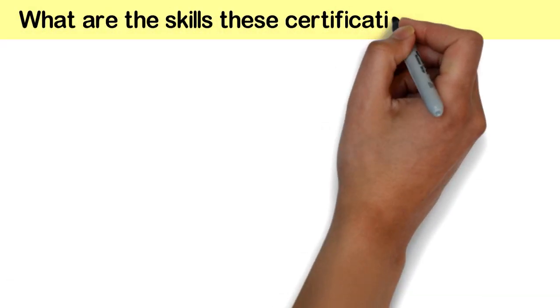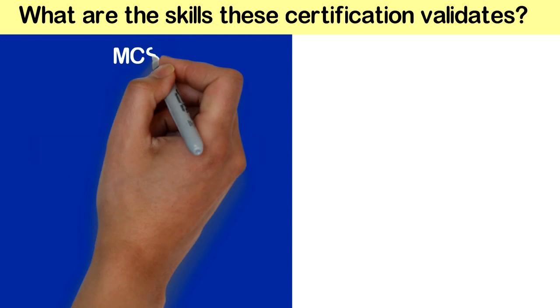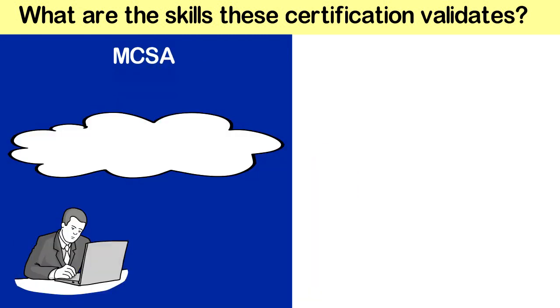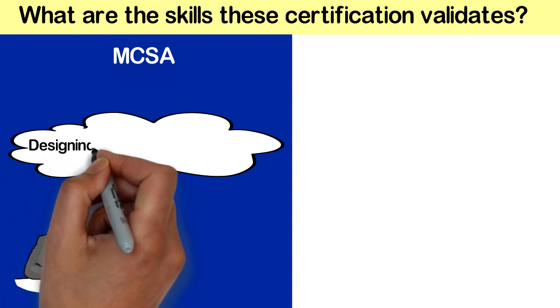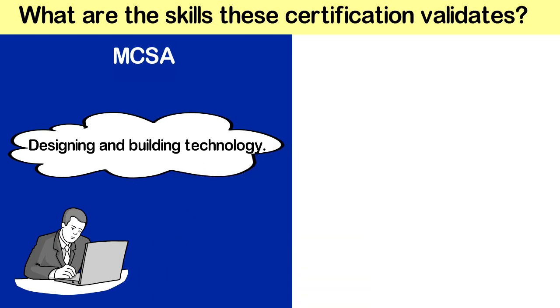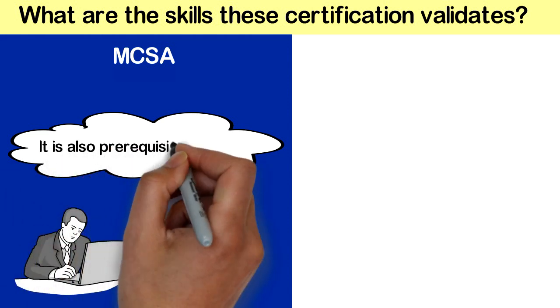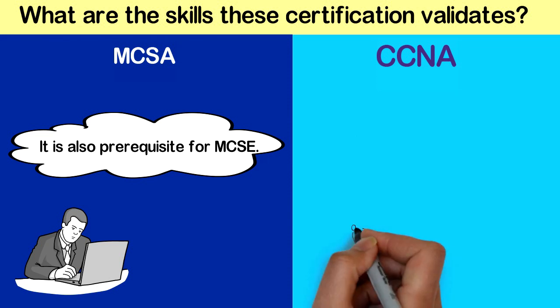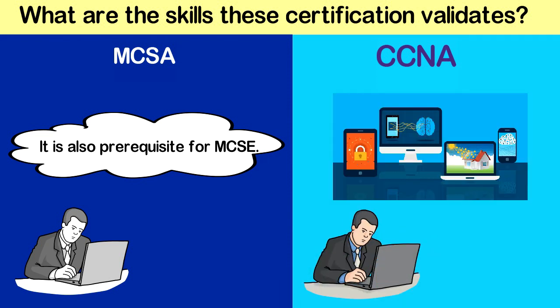Now, we will look at what they validate. The MCSA certifications are designed as a way for professionals to demonstrate proficiency in a variety of product roles and knowledge areas. This certification is created to validate your skill in designing and building technology. It also acts as a prerequisite for MCSE certifications. The CCNA validates professionals' ability to understand, operate, configure, and troubleshoot medium-level switched and routed networks. It also includes the verification and implementation of connections to remote sites using WAN.